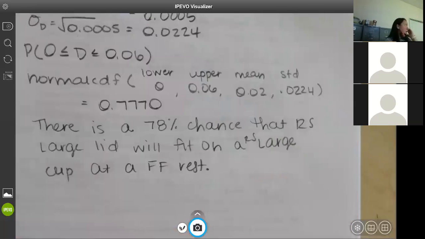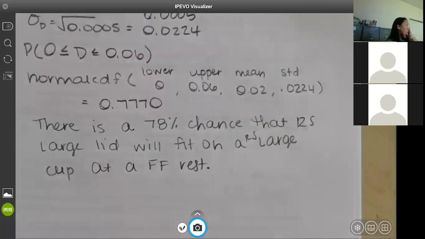Is that a good thing or a bad thing? Bad, because 22% of the lids aren't fitting. So what should we probably do? Get better lids. Get a better cup vendor. That's it, guys. That's what I wanted to finish.